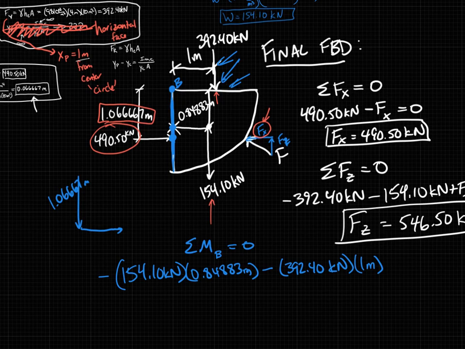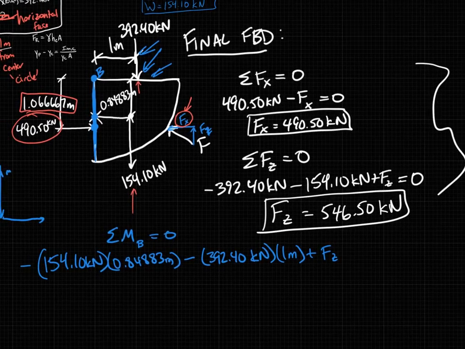Then the last force is going to be our Fz, which we've solved for. So I'll just put the number in there, 546.50 kilonewtons, times x. I don't even know what to call this location. Call it x center of pressure. Equals 0. Let's go ahead and solve that.